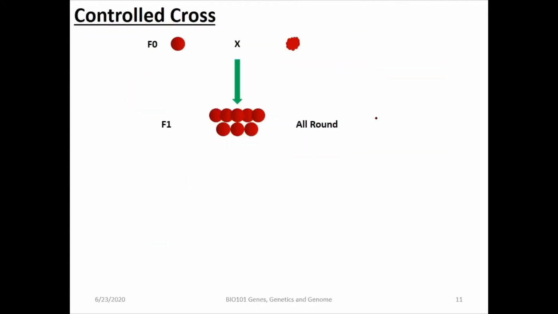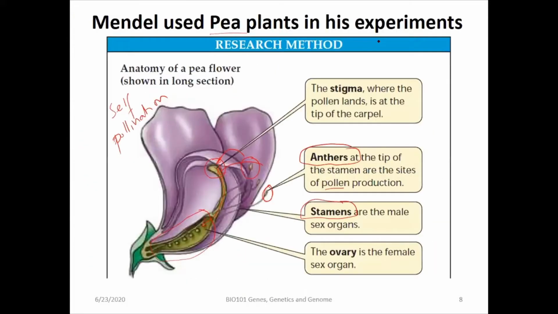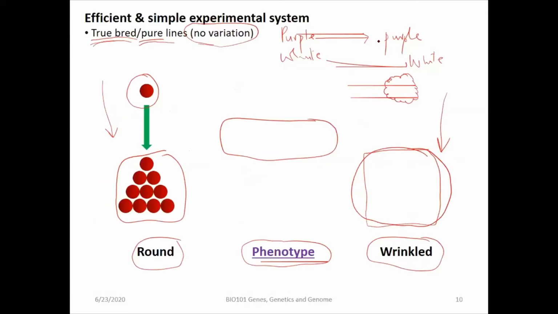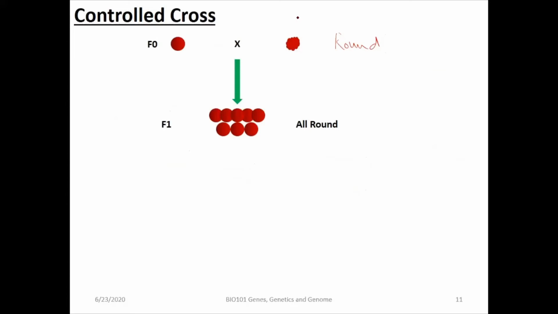Now, let's do the experiment. What he did, he took round seeds, round pea plant, okay? This is the experiment he did. He took the flower of the round, and the other one he took wrinkled. He took the pollens of the wrinkled flower and threw it on the round plant flower. Okay, this is a cross pollination.